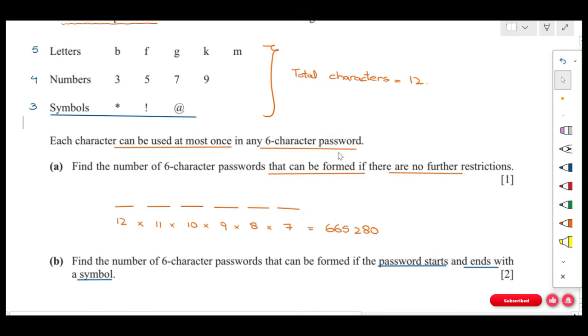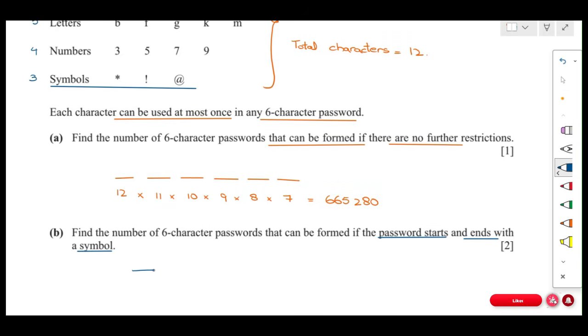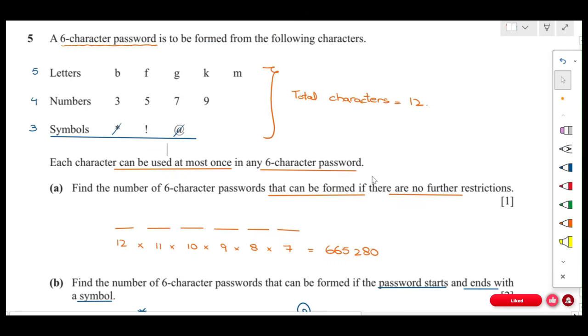Okay, so if I make a 6-character password, 1, 2, 3, 4, 5, and 6. If it starts with a symbol, let's say it starts with a symbol. So how many options for the first character? We have 3 options for the first character because we have 3 symbols. Now one symbol is already used. How many options are left for the last one? 2 options are left. Now when you use these two, how many are in the middle?